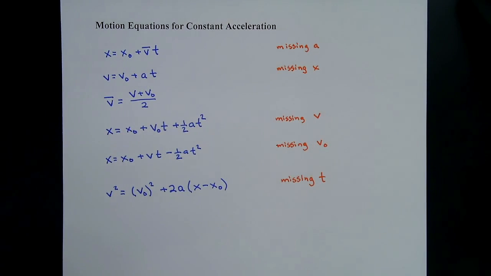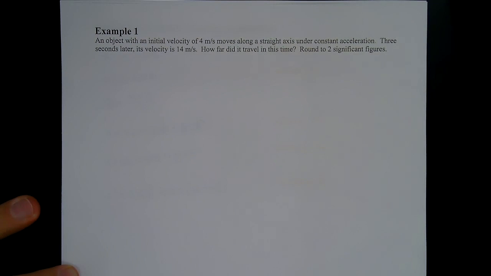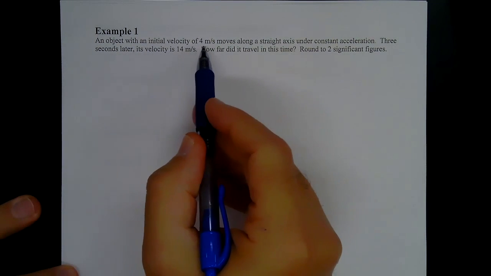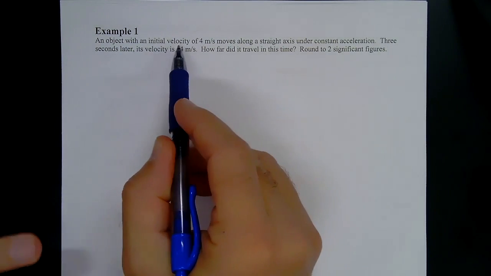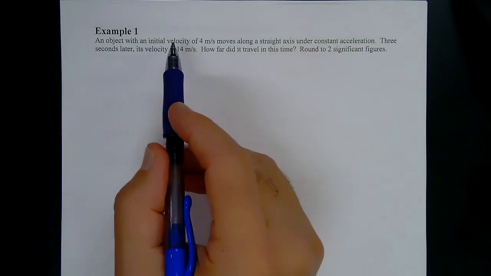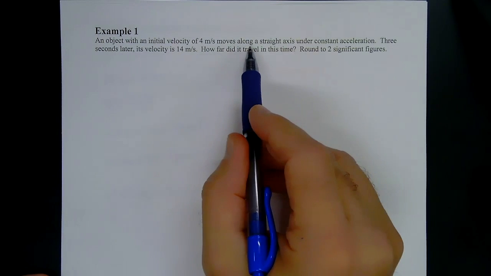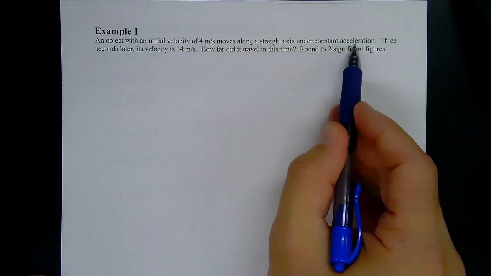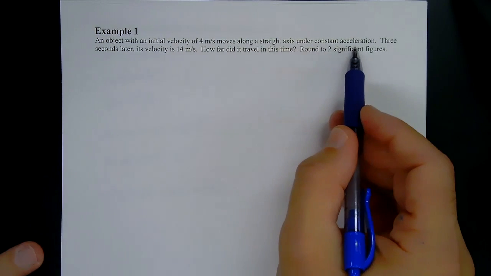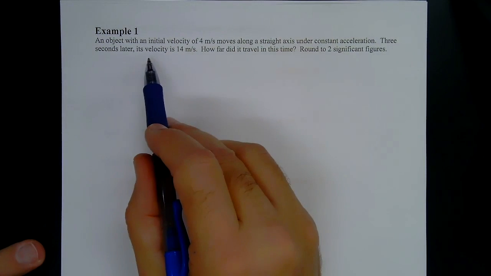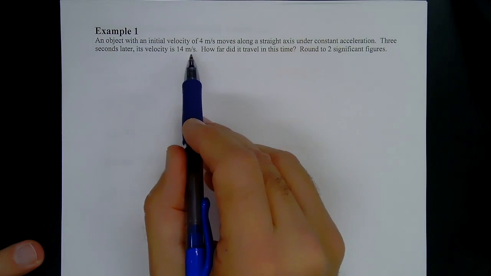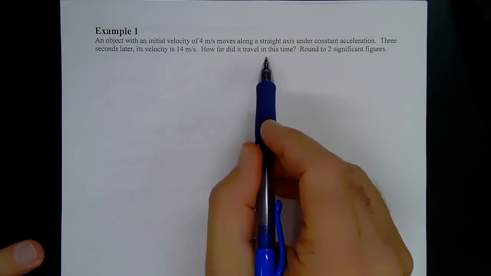What I'm going to have you do is list everything you know and also what you're trying to find, and that's going to help us pick which equation we need to use. So with this first problem, we have an object with an initial velocity of 4 meters per second. You have to read this and understand it first. So let's go through and read it and then pull stuff out. It moves along a straight axis under constant acceleration. That tells us we can use all the formulas that we've developed. 3 seconds later, its velocity is 14 meters per second. And then how far did it travel in this time?